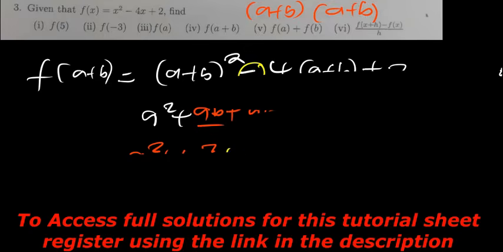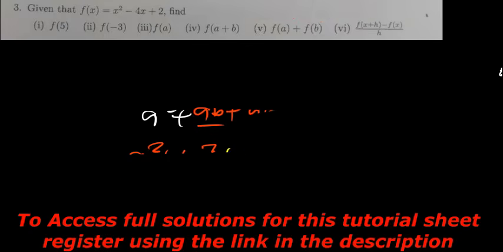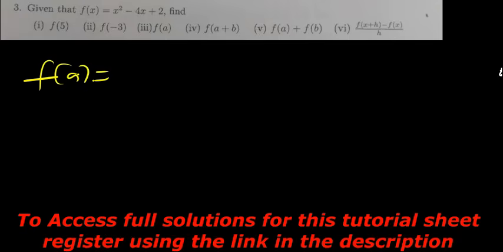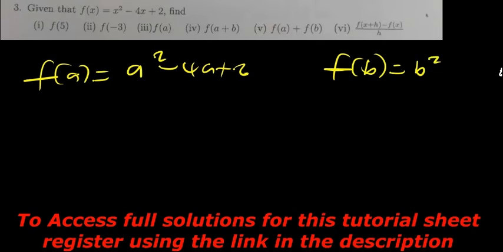So for part 5, you can clearly see for the first one we need to put a. So if I put a, it's going to be a squared minus 4a plus 2 plus, you get my point, right? The second one I need to put b. So what you can do is you can first also find f of b. F of b is b squared minus 4b plus 2. So you are adding this and that.